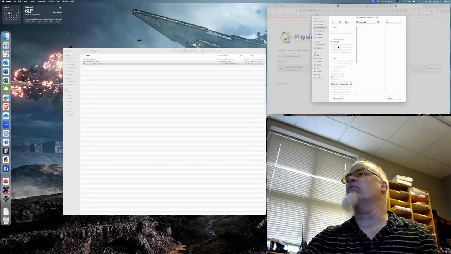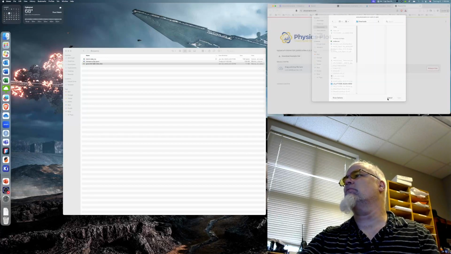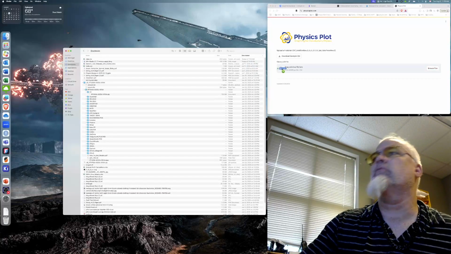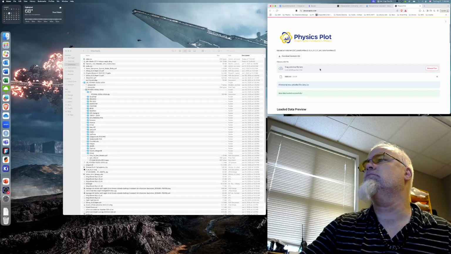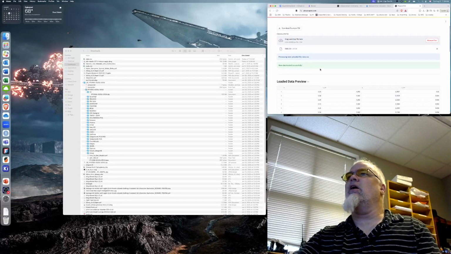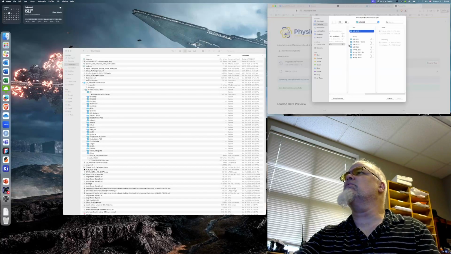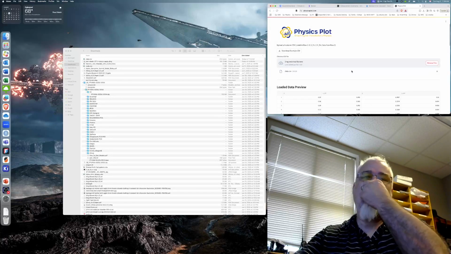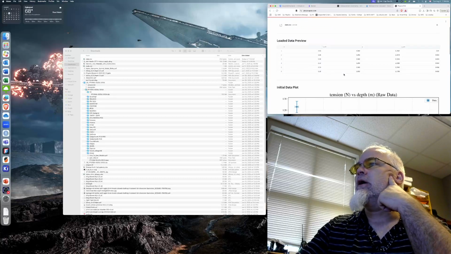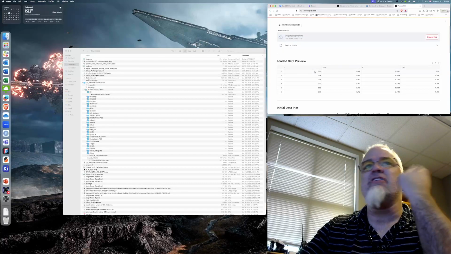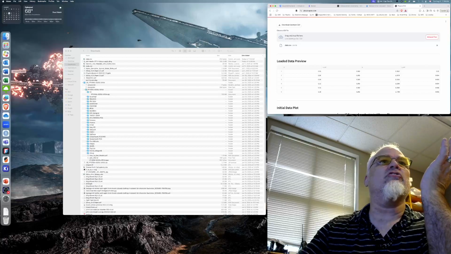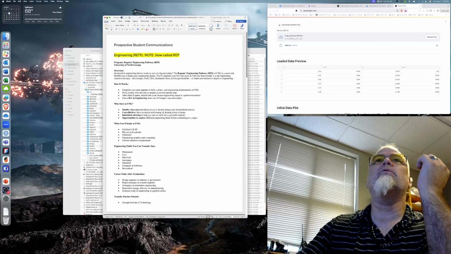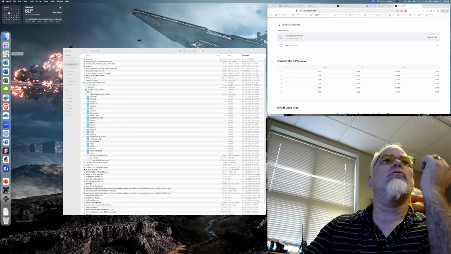I don't know why it doesn't want me to pick that one. Downloads, data. Okay. Browse file. Downloads. Okay. Maybe it was because it was open. Once I closed Excel, it was okay. All right, so I can just now double check to make sure this is my data.